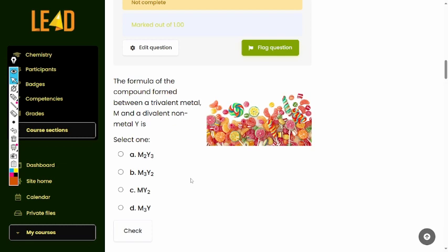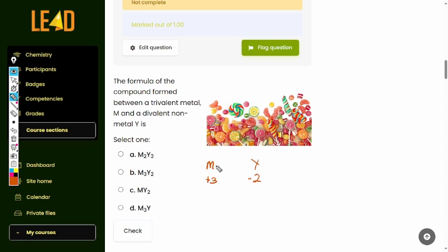The formula of the compound formed between a trivalent metal M and a divalent non-metal Y is, let's see. So M is a trivalent metal. What that means is that it has 3 electrons outside that it loses, so it's going to lose 3 electrons to form +3. A divalent non-metal Y, divalent means, let's see, it gains 2 electrons, okay?